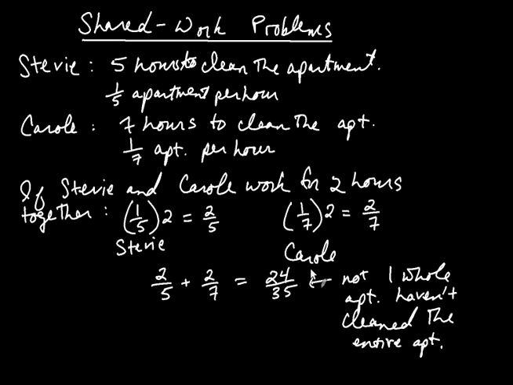Now you might say to yourself, well, let's think of some different scenarios. How long would it take them to actually clean the apartment? Let's take some guesses. Let's go to another page to do this. So we had Stevie working at a rate of 1/5 of the apartment per hour, right? And what did Carol work at? What was her rate? It was 1/7 of the apartment per hour. Okay, now let's say that they cleaned for 3 hours together, different parts of the apartment. Well, how much has Stevie cleaned?